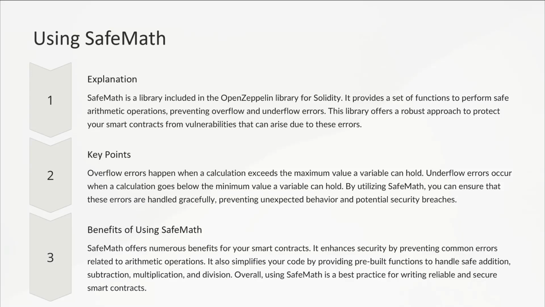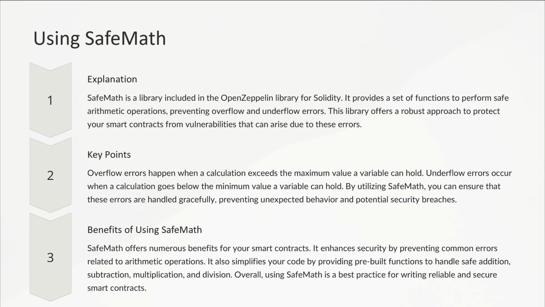SafeMath library. SafeMath is a library included in the OpenZeppelin library for Solidity. It provides functions to perform safe arithmetic operations, preventing overflow and underflow errors. These errors can lead to significant vulnerabilities and unexpected behavior. Overflow errors can occur when a calculation exceeds the maximum value a variable can hold, while underflow errors occur when a calculation goes below the minimum value. By using SafeMath, you can handle these errors gracefully, thus preventing security breaches.